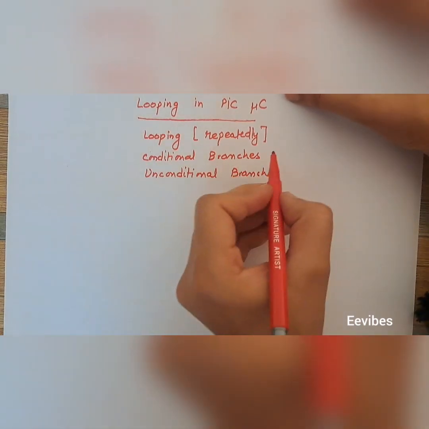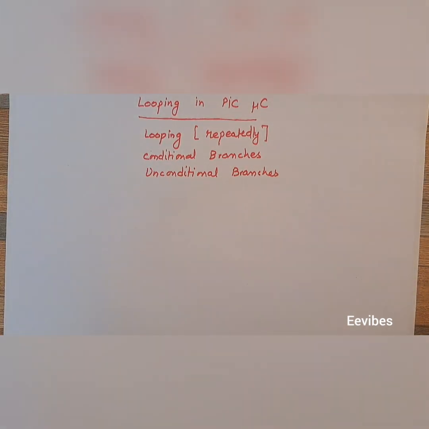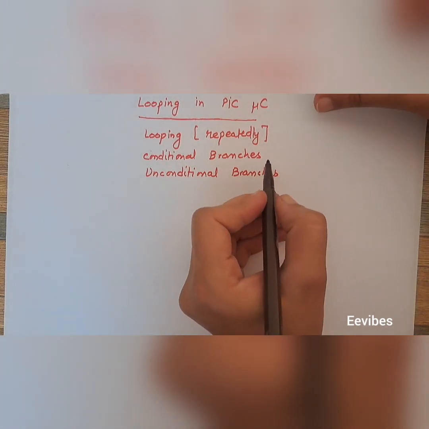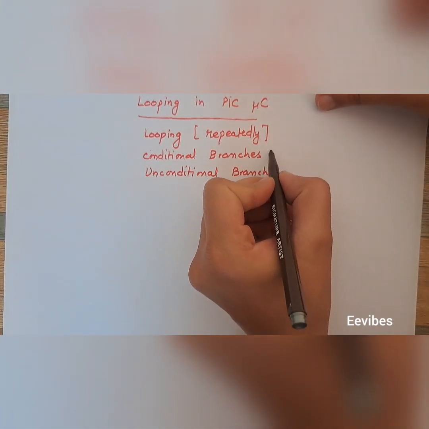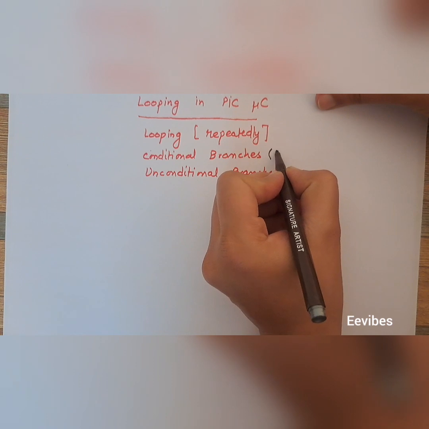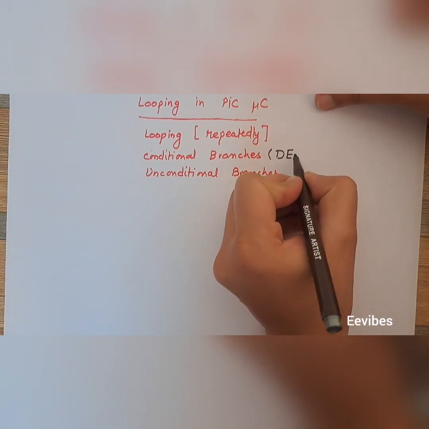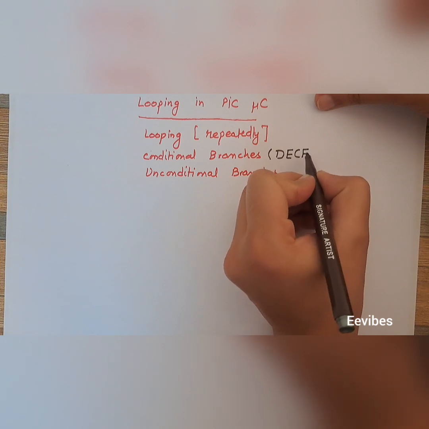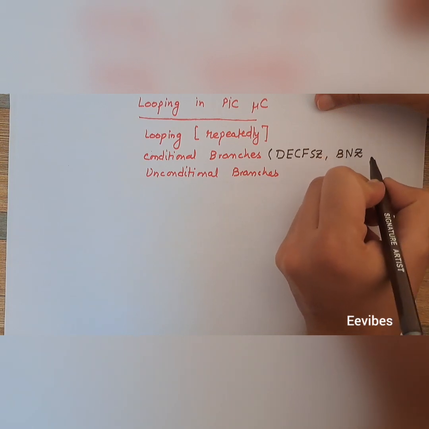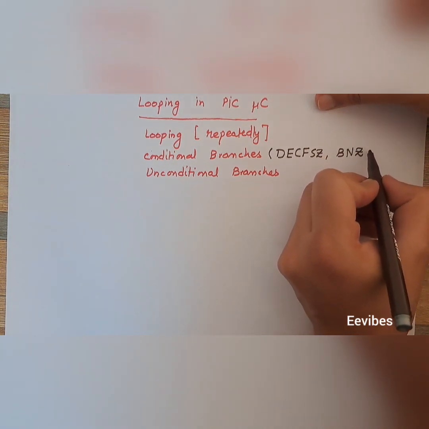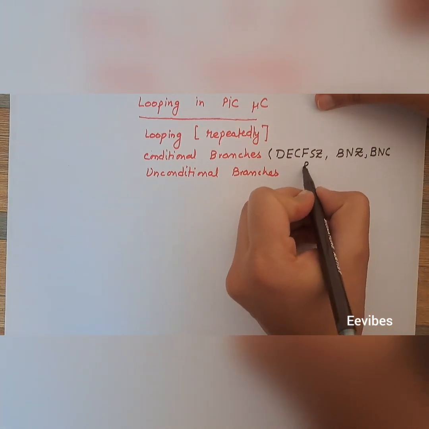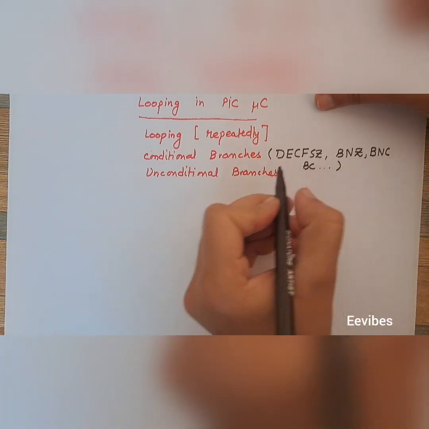In case of the conditional branches, obviously first the condition is checked, and if that particular condition is satisfied, then the control will be transferred to perform that particular repeated task. And in the conditional branches, we can perform the looping using decrement file register and skip if 0 or branch not 0. Similarly, branch not carry, branch carry, and so on. There are other conditional branches as well.